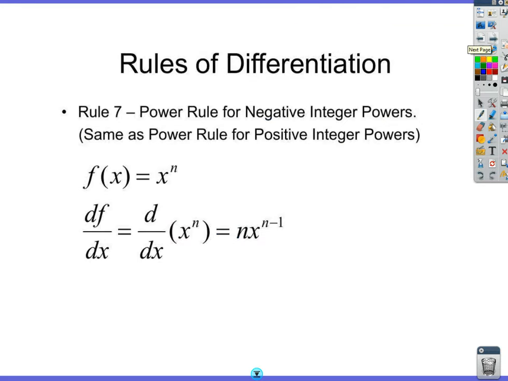Okay, so we have our last basic rule of differentiation. And this is the power rule for negative integers. If you were to flip back through and see the original rule number 2 about the power rule for positive integers, it's the exact same rule. Don't ask me why they're sitting down there having two different rules. It doesn't matter. Same rule. Okay? So now watch this.